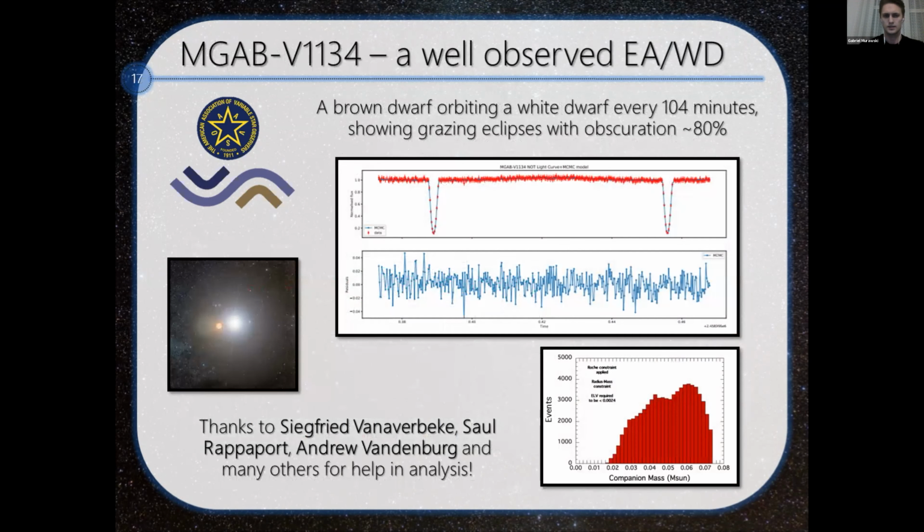We haven't done it so far, but there's one star named MGAB-V1134. We found it as an almost definite brown dwarf orbiting a white dwarf. Why? Because the period is so short, 104 minutes, that the density of the companion must be a little higher than typical for stars to be stable. That shows that at this short period, a red dwarf is rather unlikely.